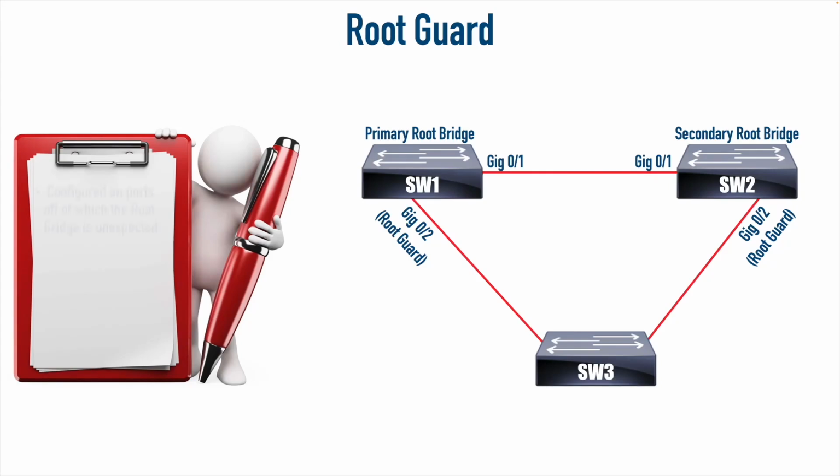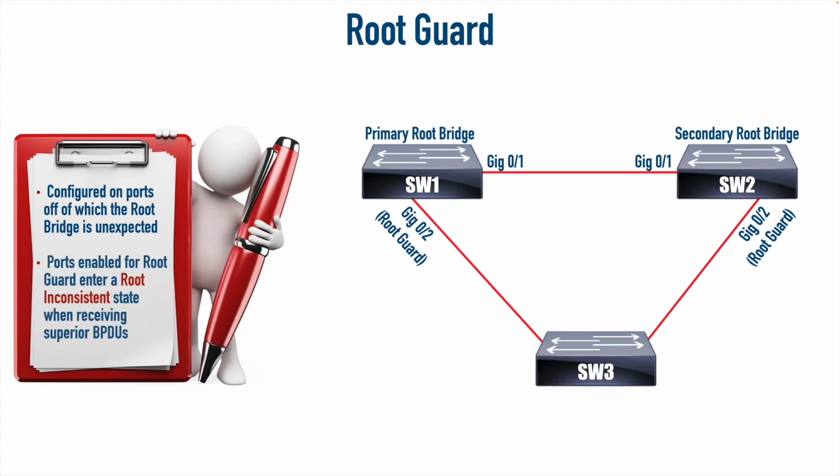In this example, switch 1 and switch 2 would not expect to see a root bridge off of their gig 0/2 ports, so that makes those ports perfect candidates to enable Root Guard on. And if those ports receive a superior BPDU, a bridge protocol data unit with the lowest BID, the lowest bridge ID in the network, they're going to realize that something is up. They should never receive a superior BPDU off of those ports, and if they do, they're going to go into a root inconsistent state until those superior BPDUs stop.